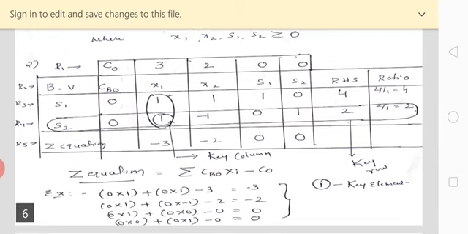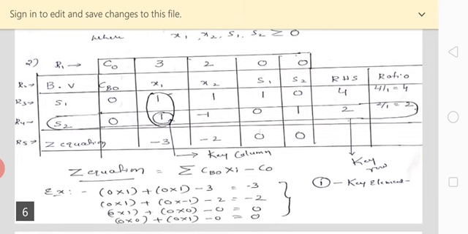Understood or not? Just now I told the formula for how to calculate the Z equation: summation of CBO into xi minus Cj. CBO is the coefficients of the basic variables in the objective function, xi is the values in the corresponding xi column, and minus the coefficient of the objective function. In the example, select the maximum negative value in the Z equation, which is minus 3. That column now becomes the entering column.